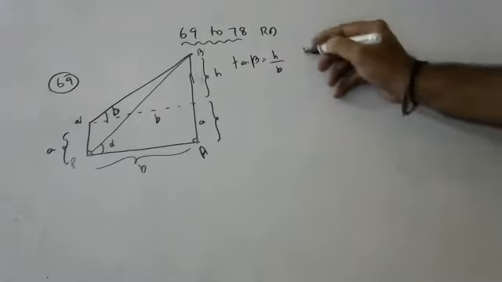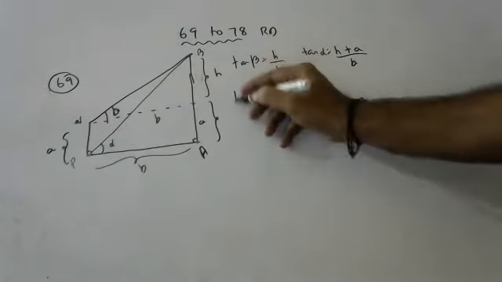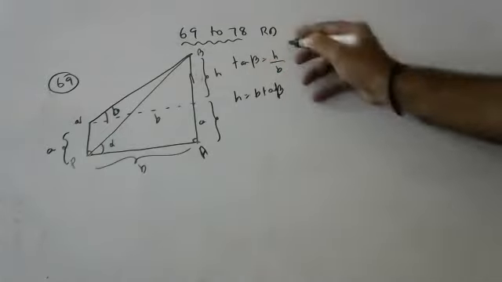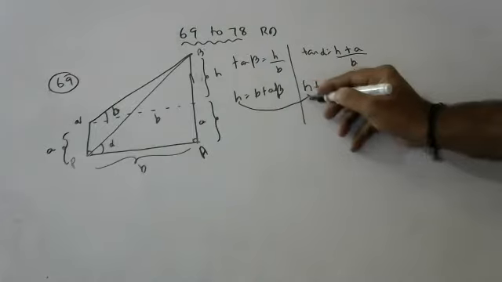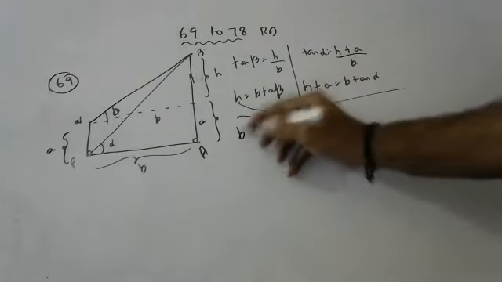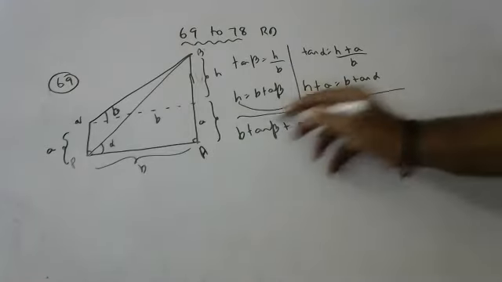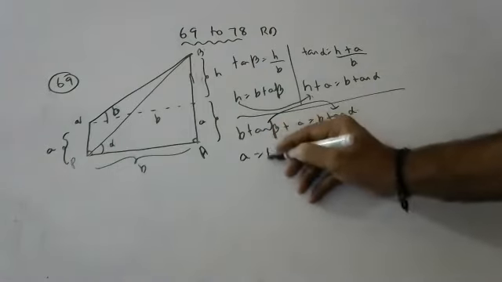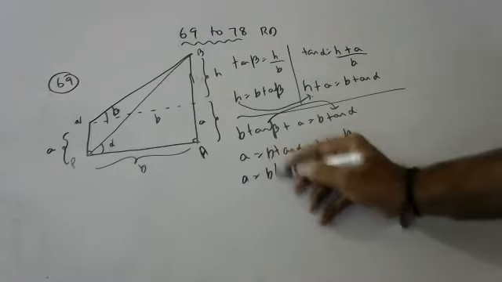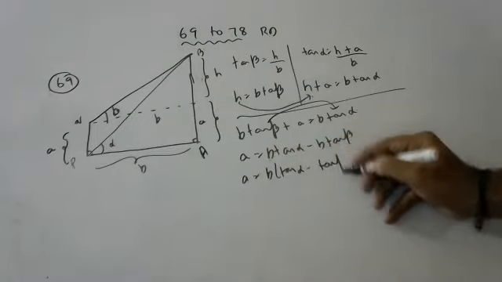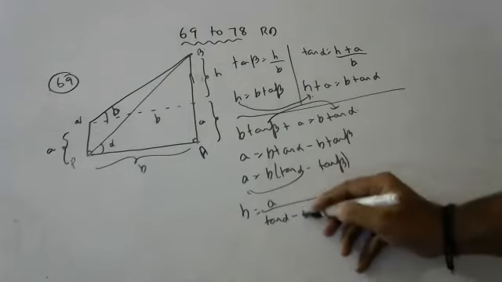H by B. Tan alpha is H plus A by B. So H is equal to B tan beta. H plus A is equal to B tan alpha. Substitute H here, children: B tan beta plus A is equal to B tan alpha. Bring this here, so A is equal to B tan alpha minus B tan beta. Take B common: tan alpha minus tan beta. Bring that down: B is equal to A by tan alpha minus tan beta.